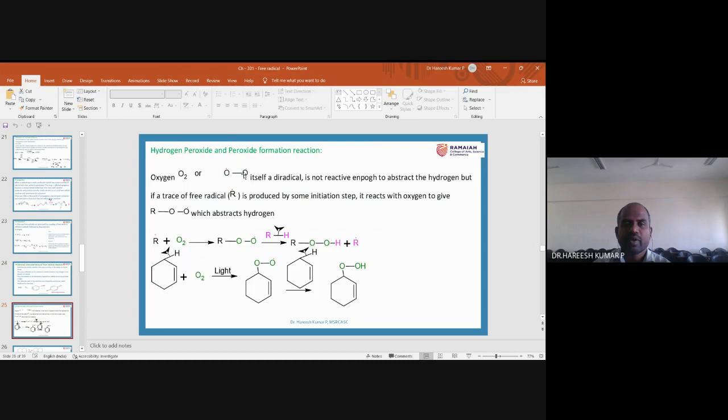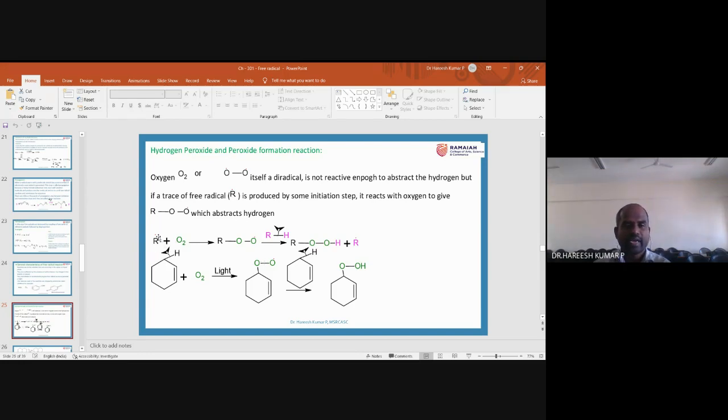Suppose oxygen is attached to an alkyl group, then we can say that it is a peroxide, an alkyl peroxide. This alkyl peroxide radical has the tendency or capacity to abstract the proton. So oxygen alone cannot abstract the hydrogen, whereas alkyl or aryl peroxide has a tendency to abstract the hydrogen. That's what you need to take from this paragraph.